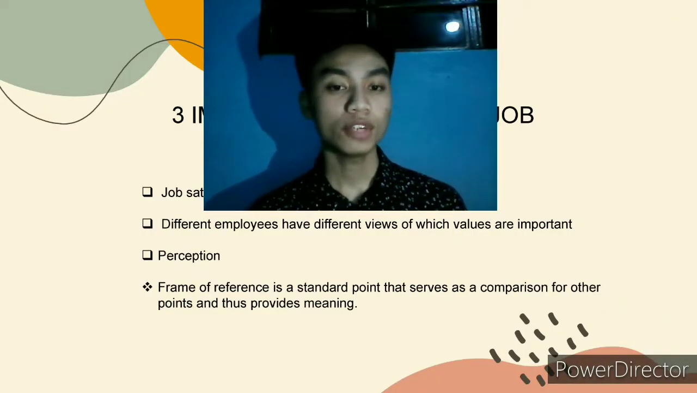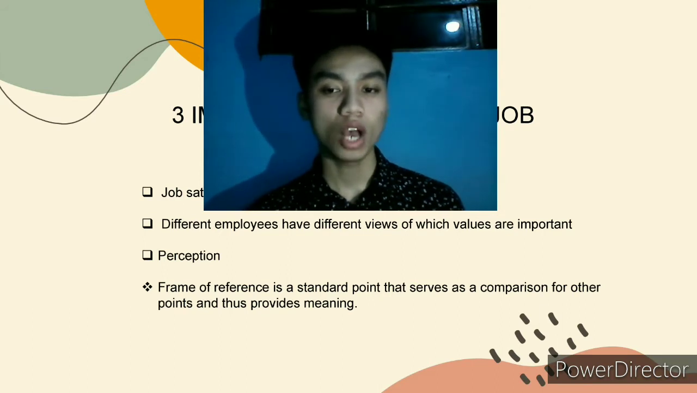Second is that different employees have different views of which values are important. This is critical to determine the nature and degree of their job satisfaction. For example, there are two employees in a company. Employee A is incredibly passionate about his work because it was his dream job since he was a child. On the other hand, Employee B only works for the job because of wage satisfaction. So both are employees, but have different views on what they value in their job.